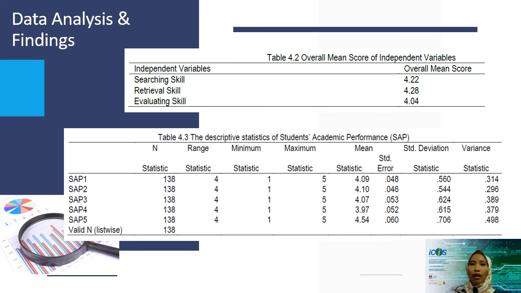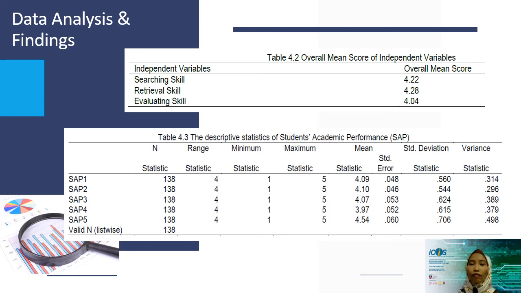Now, the tables show the descriptive statistics. Descriptive statistics was used to describe and summarize data. It includes measures of variables, average values, including mean, median, and mode, and variable dispersions, including variance, standard deviation, and range. The independent variables or factors that influence the dependent variable were searching skills, retrieving skills, and evaluating skills, while the students' academic performance was the outcome of those elements.